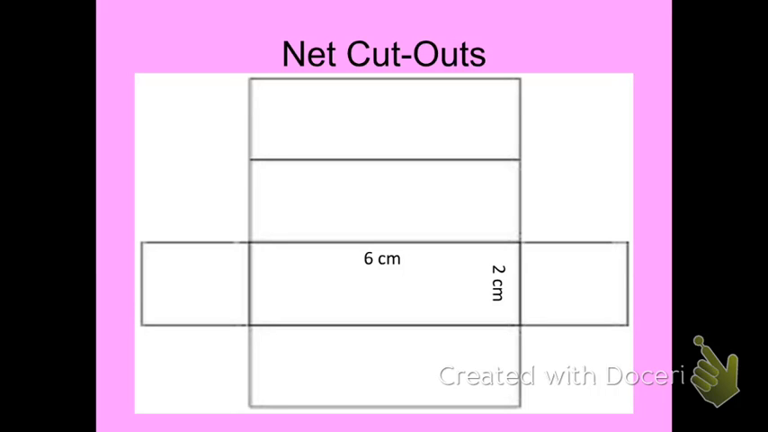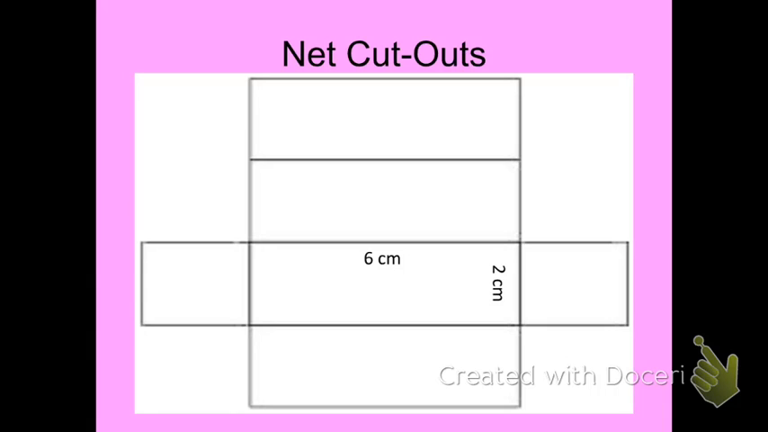Then you can start to unfold it and make it into a three-dimensional shape. So the little arms will come out. This makes kind of like a little lid. And it should look like that. Okay? So you have a rectangular prism.